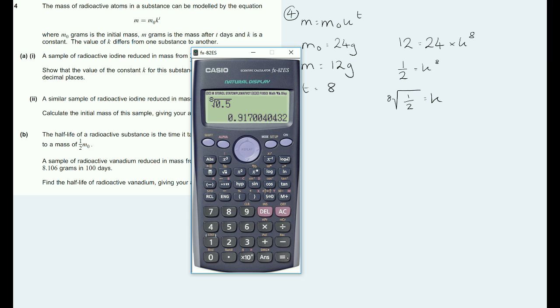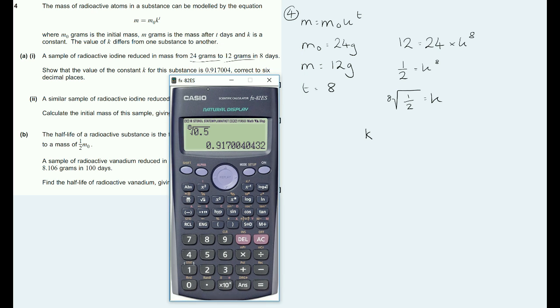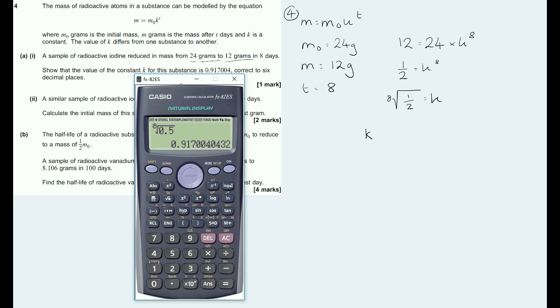Now you must make sure that if you're asked to show that it's something correct to 6 decimal places, you write it out more than that. So 0.917004, that's fine, but put the whole calculator display down because you're showing that it rounds to that. So therefore you need to show more to show that when you round it, it is correct.